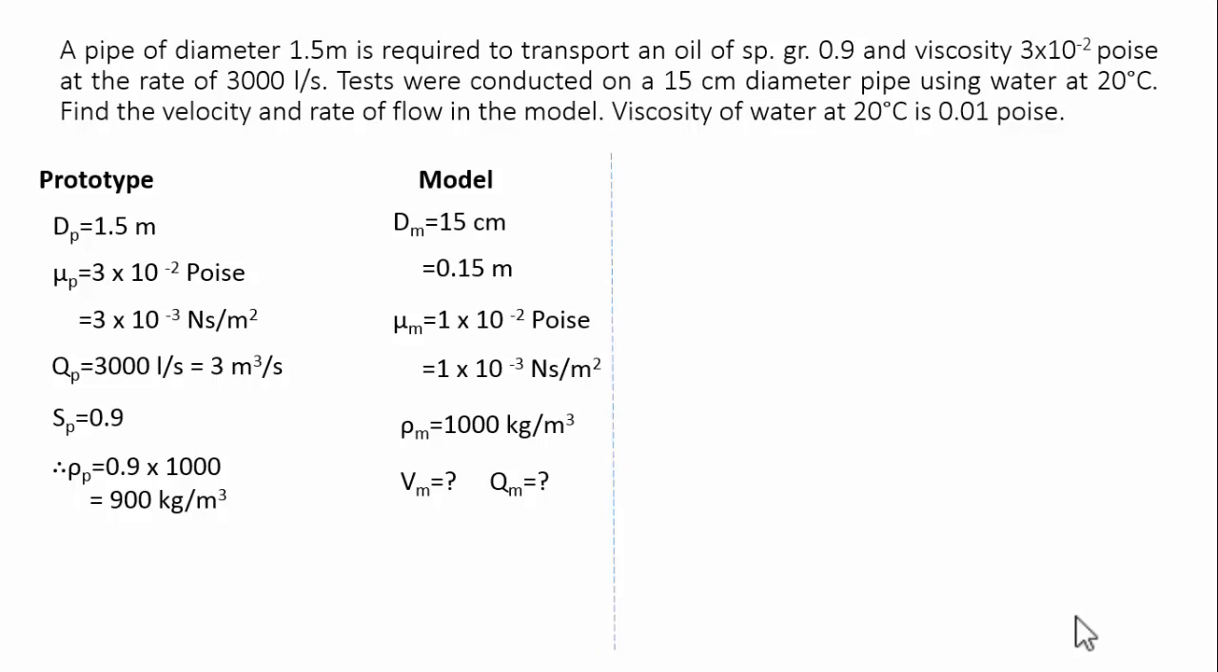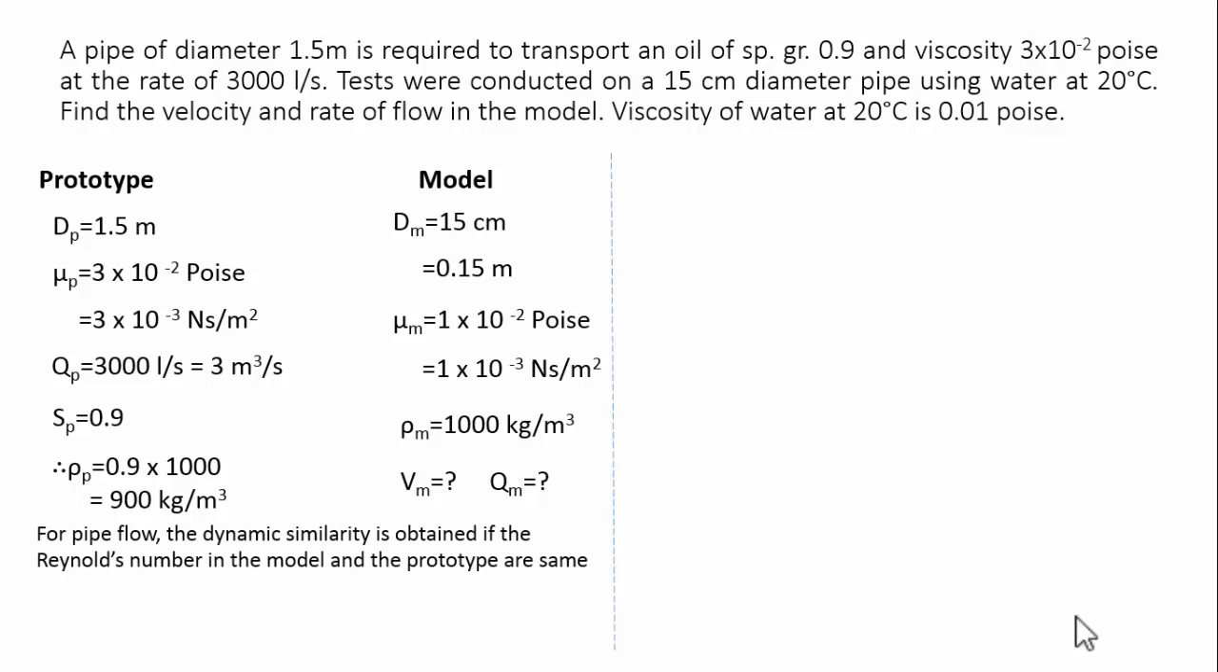So that should be calculated based on the Reynolds model law. That means the Reynolds number in the prototype is equal to the Reynolds number in the model. If this condition satisfies, the model is dynamically similar to the prototype. So we have the formula rho Vd by mu in the model is equal to rho Vd by mu in the prototype. The density is known, velocity is not known, but instead of velocity we have discharge. So using this discharge we can calculate the velocity in the prototype.